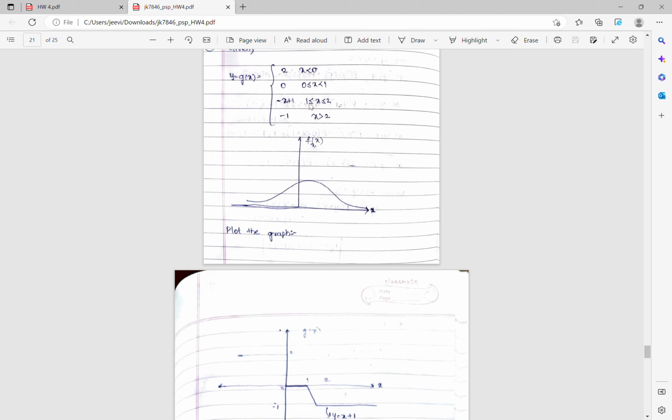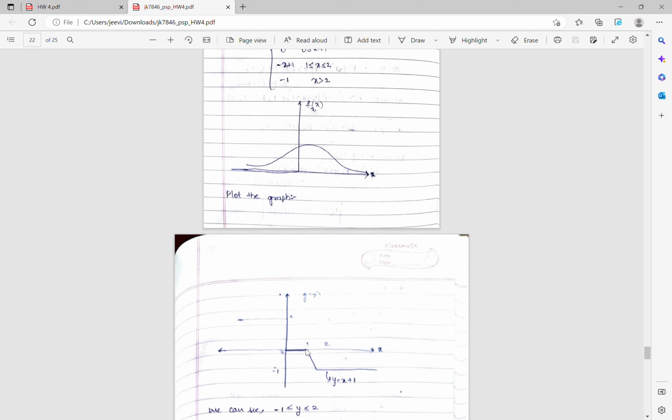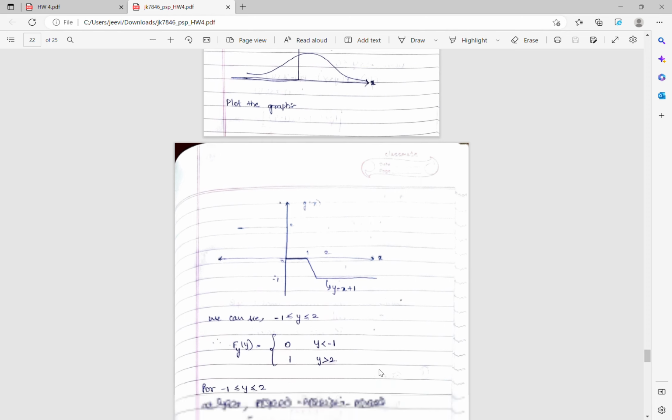For x between 1 and 2, the value of Y will be minus x plus 1. Therefore, Y is equal to minus x plus 1. This will be the graph between 1 and 2. And if x is greater than 2, then the value of Y will be minus 1. Therefore, at 2, the value will be equal to minus 1.